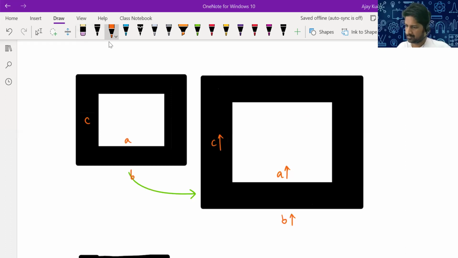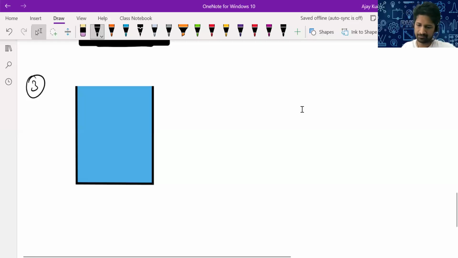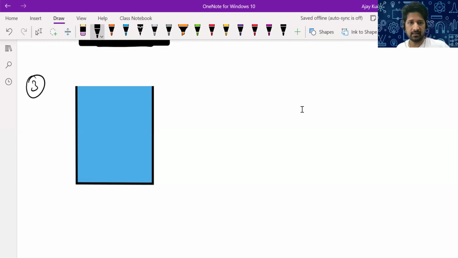Next question. Consider a container like this, which is completely filled with liquid. So effectively, we can say that the volume of the container is almost equal to the volume of the liquid. Now, the container is made of one material, the liquid is obviously a different material, and different materials have different gamma values. Let's say the container's gamma value is gamma C. Gamma means coefficient of volume expansion. And the liquid's gamma value is gamma L.